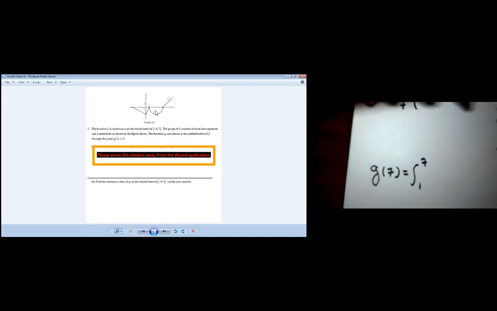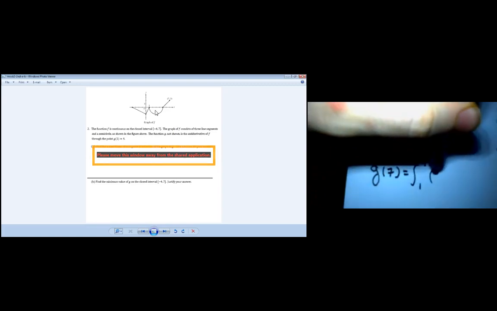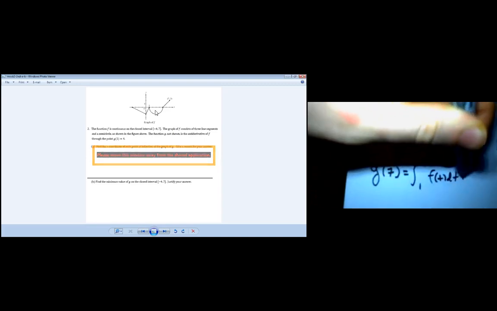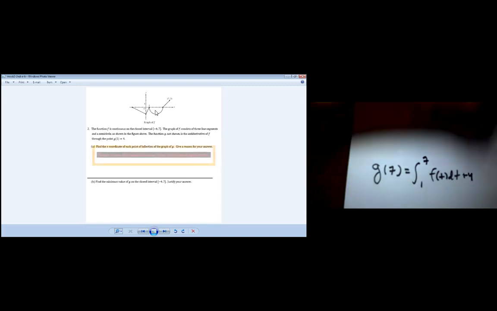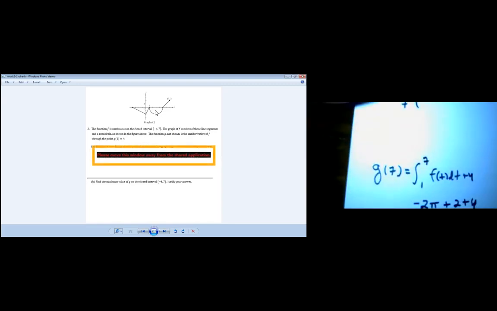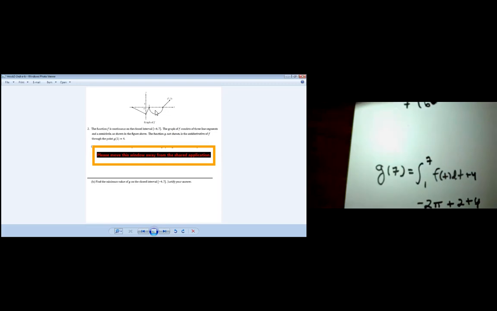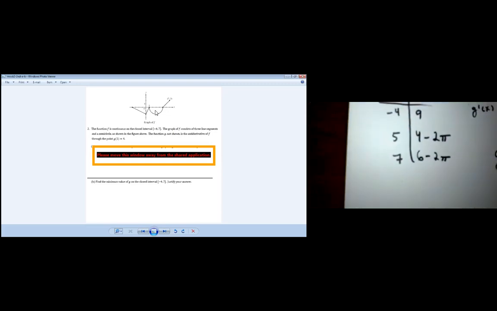We know 1 to 5 is negative 2 pi. And then 5 to 7 is positive 2. So it's negative 2 pi plus 2 plus 4. I'm coming up with 6 minus 2 pi. Okay. So then when you look at these y values, what's the smallest y value, guys?